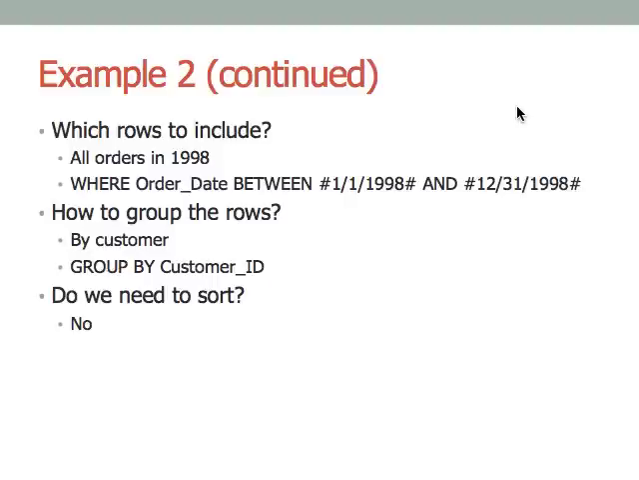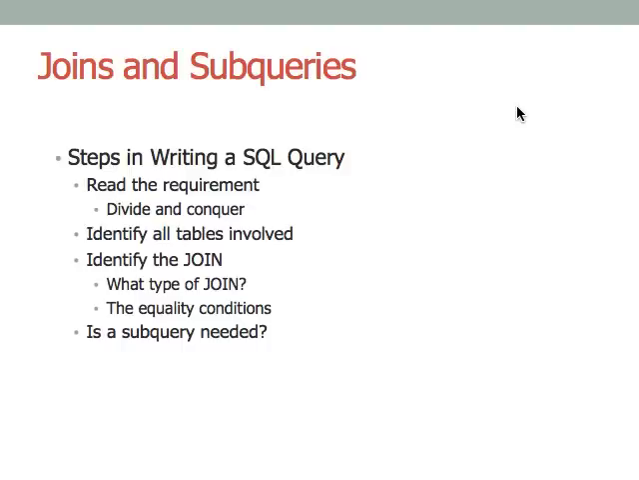And we don't need any particular order, and we don't need to leave out any customers. So we don't need a having clause as well. So the final result there would be: give you the customer ID from orders with order dates between a certain date, group by customer ID.